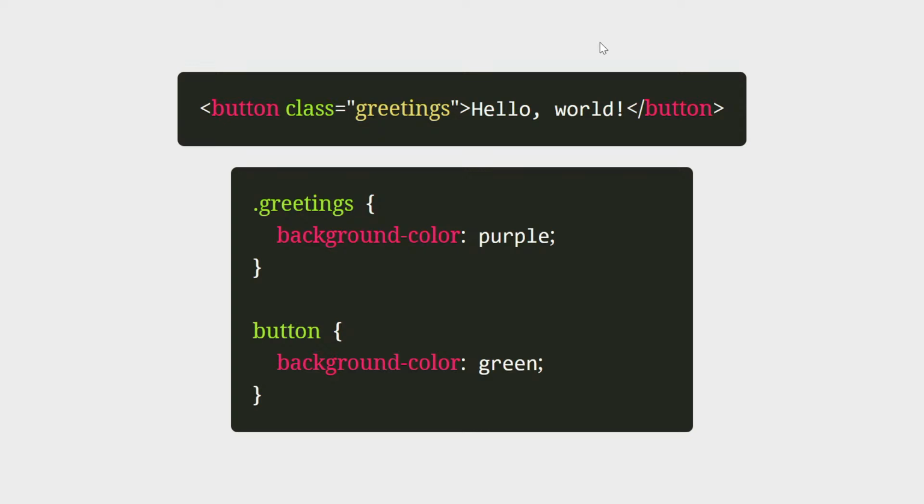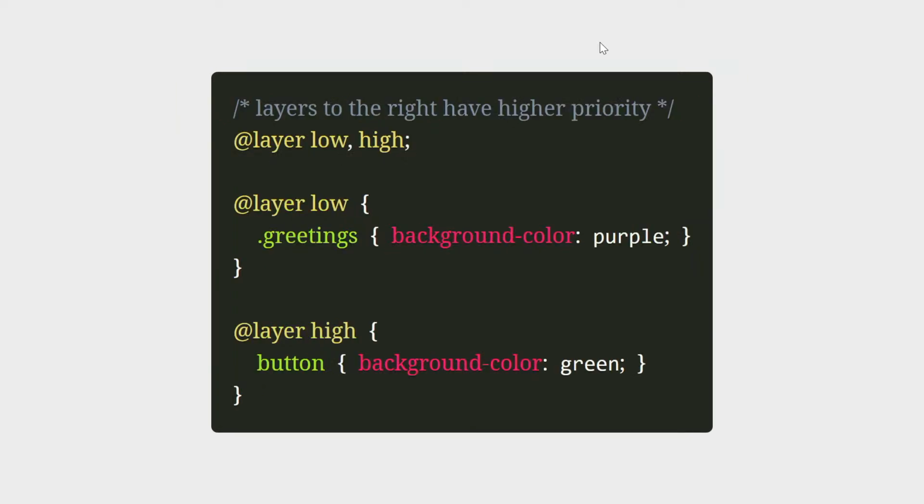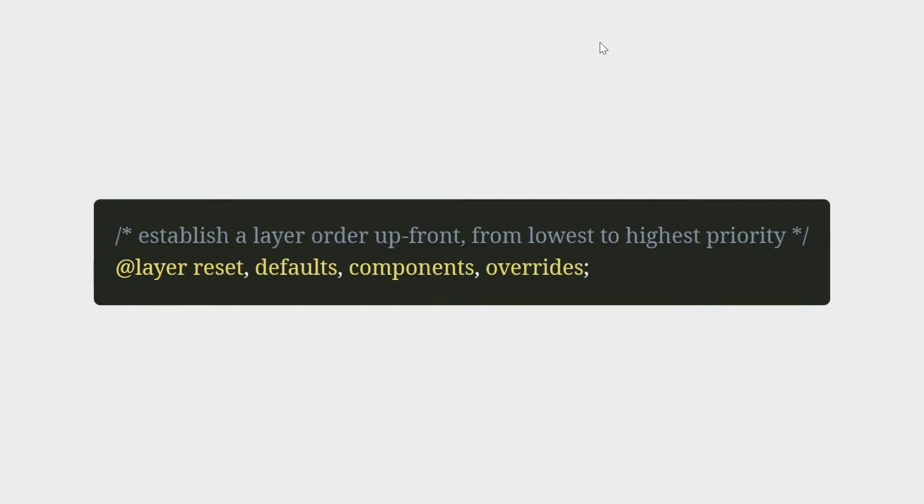If you use Cascade Layers, you define your layers, low, high, and the layer to the right has a higher priority. So in this case, even though in the layer low we still have a class with greetings, the button will get a background color of green because the button is defined in the higher layer. You can use this in projects if you wrap your head around how layers actually work, but you can, for example, set layers for reset, defaults, your components, and then overrides.